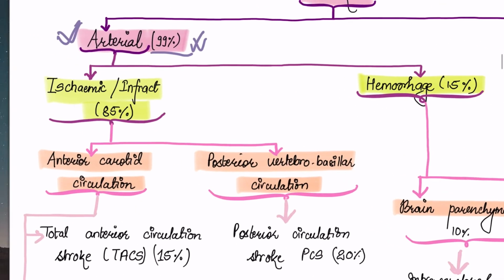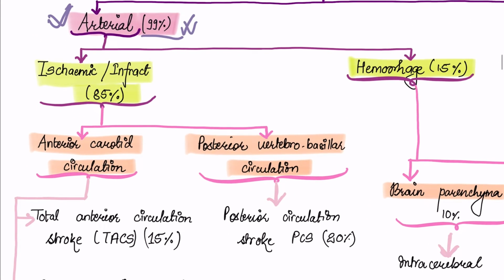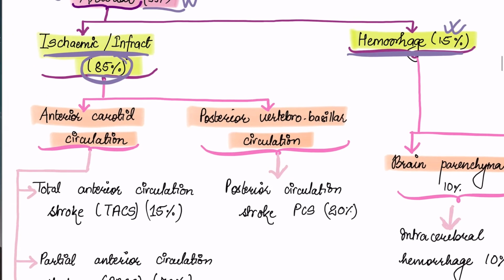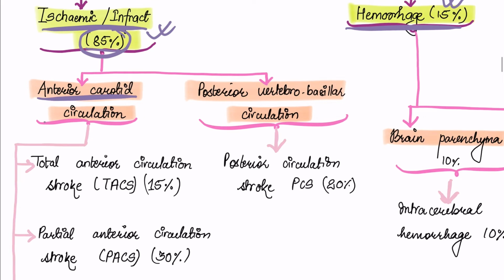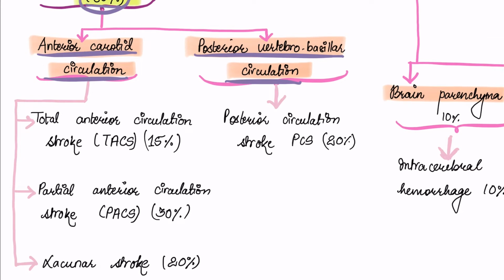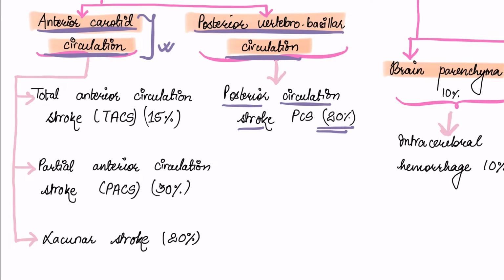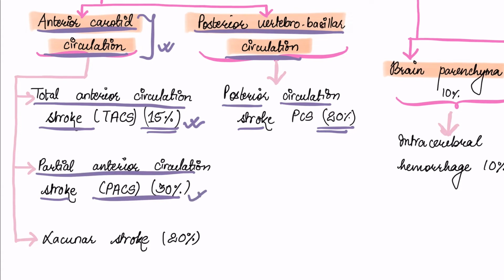Now let's jump into the arterial stroke. The arterial stroke is further divided into ischemic or infarct stroke, which constitutes about 85%, and hemorrhagic stroke, which constitutes about 15%. Further, the ischemic infarct is divided into anterior carotid circulation stroke and posterior vertebrobasilar circulation stroke. The posterior vertebrobasilar circulation stroke includes posterior circulation stroke, which constitutes about 20%. The anterior carotid circulation includes three types of stroke: total anterior circulation stroke, which constitutes about 15%, partial anterior circulation stroke, which constitutes about 30%, and lacunar stroke, which constitutes about 20%.